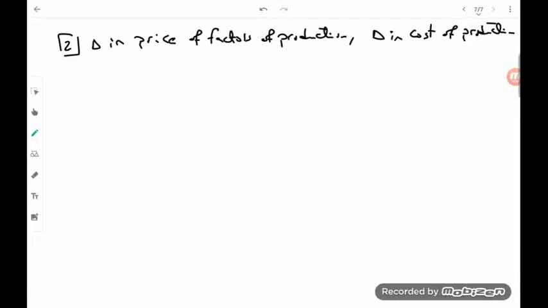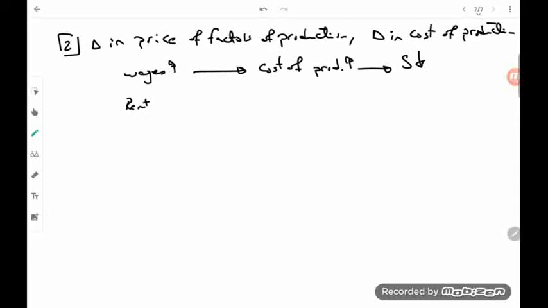So say for example, wages increase. So this means that cost of production is going to increase. And as we have limited resources, suppliers have to decrease supply of their products. And the same with respect to an increase in rents or interest paid.